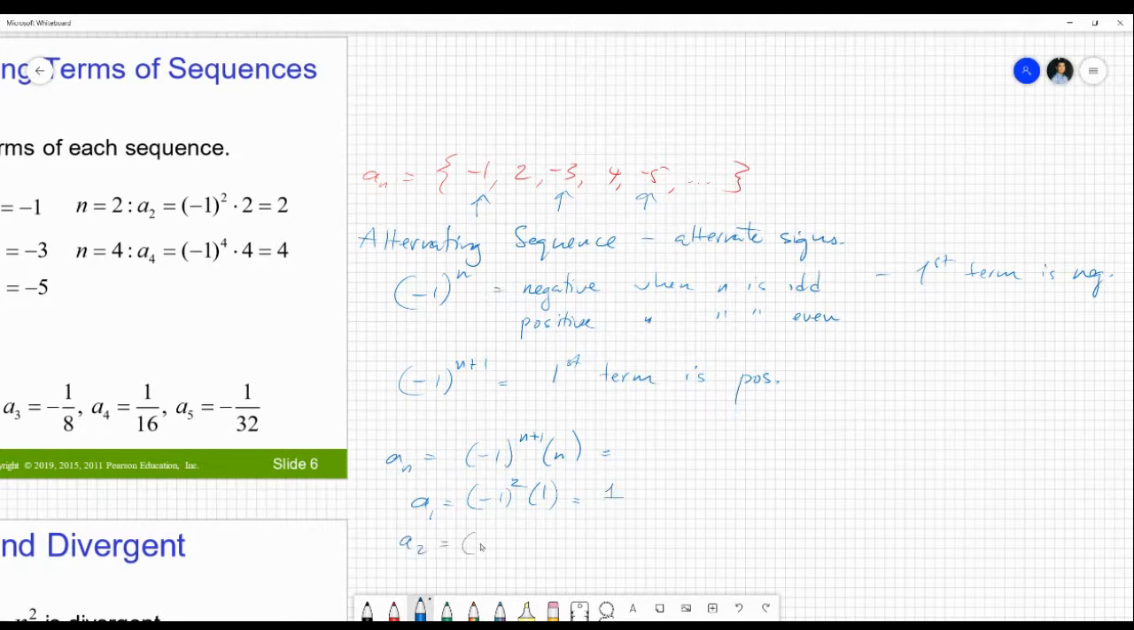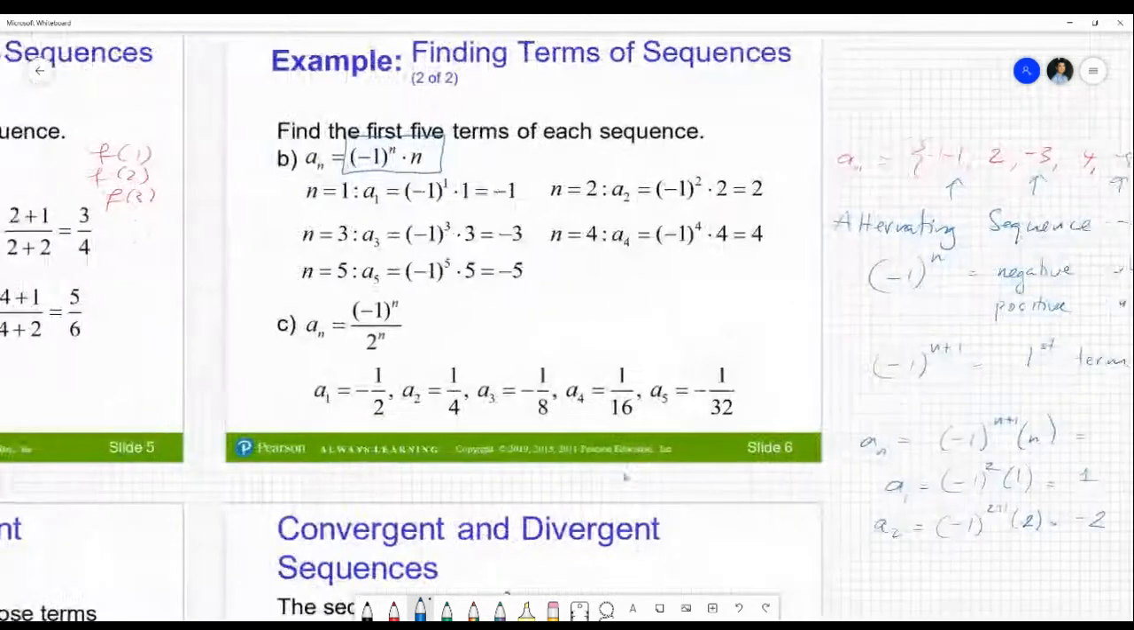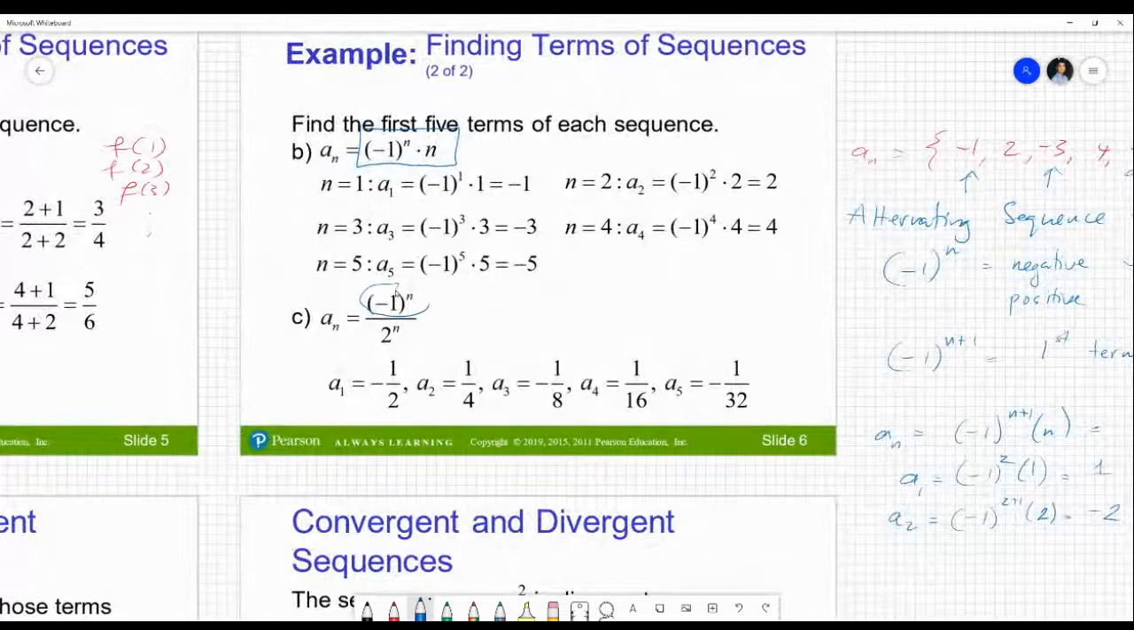Let's try 2. -1 to the 2 plus 1, times 2. This time it is -1 to the third power. If it's to an odd power, it's actually negative. So we have -2, and so forth. So you can see here our first term is positive. And you can see here, -1 to the n makes our first term negative, and basically all the odd terms after that will give you negative values. Okay.